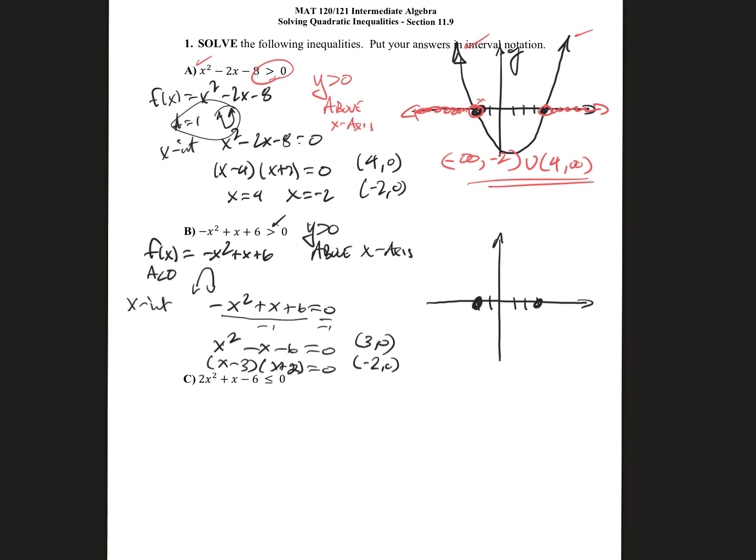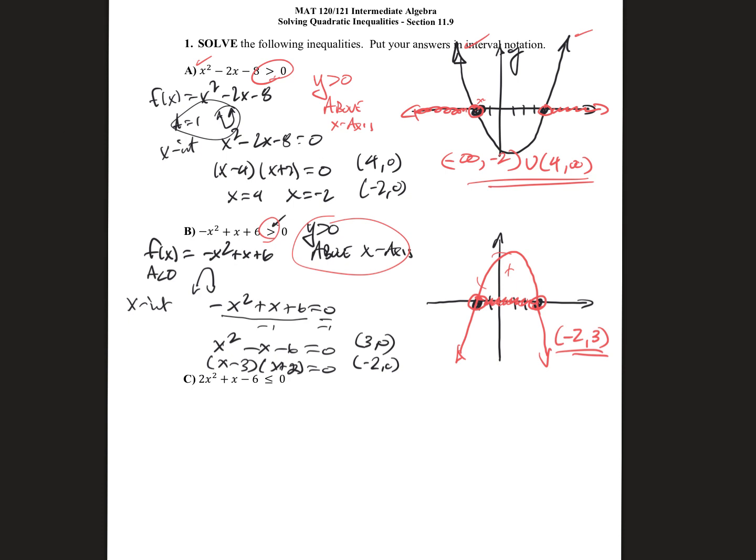Let me change colors here. So our graph, since it's opening downwards, is doing something like this. And again, I don't need to know a whole bunch of details, just this. And again, we're looking for where above the x-axis, and that pretty much happens in this little region right there. Again, because there's no equality, this would be open and that would be open. So my solution for this particular one would be from negative 2 to 3. So for those stretch of x values, the function is basically above the x-axis. And so there's our game plan at work.